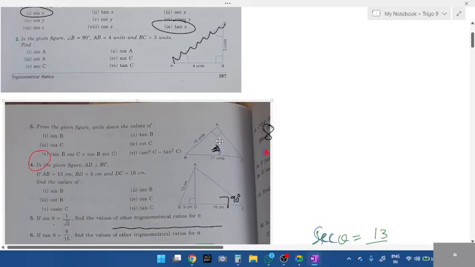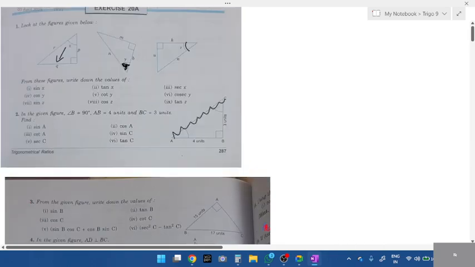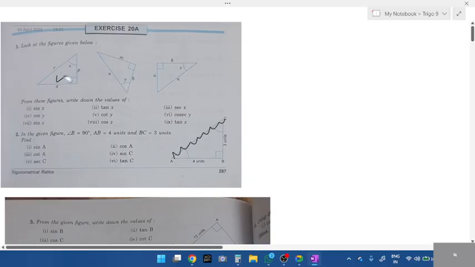Okay, can you send it in the group later? Can you take a pic and send? Everything you've written, right? You didn't miss out any value? Okay, you send it later.